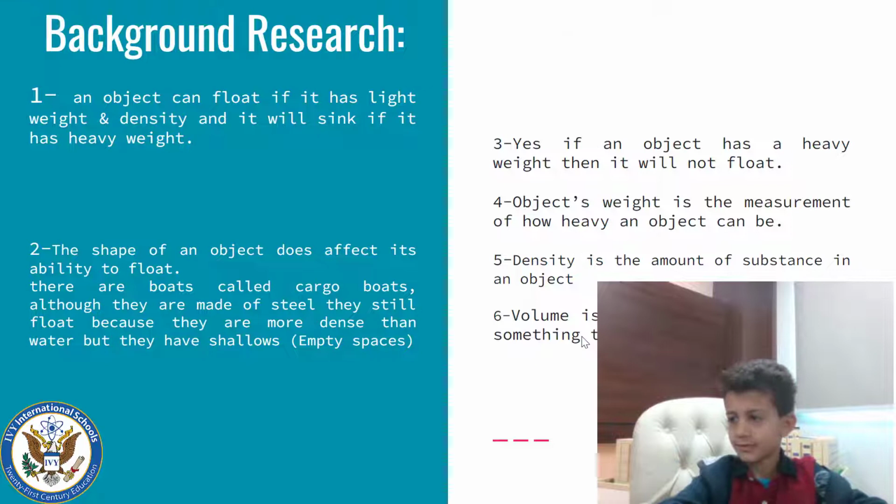Can you tell me what is weight? Weight is like how heavy the object is. So what is density? Density is the amount of substance in an object. Okay, and did you figure out what is volume? Volume is the amount of space that something takes up.